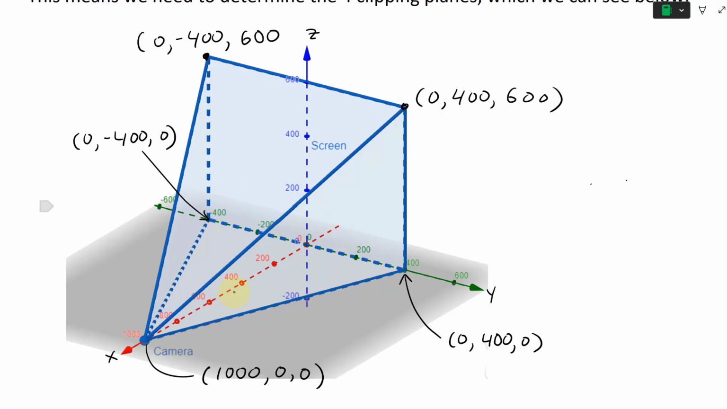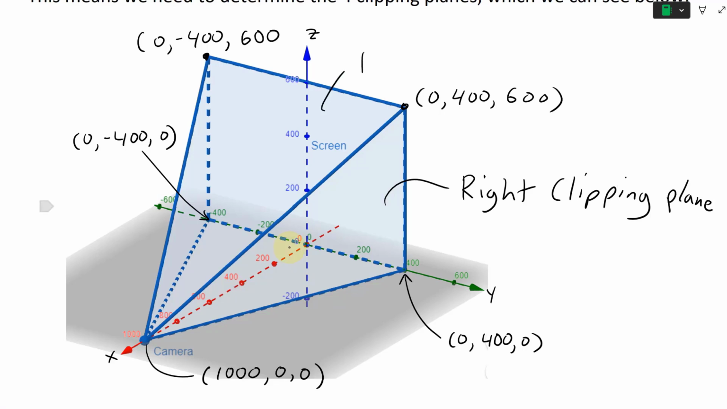So basically I'm going to call this the right clipping plane. And then I'll call this the top clipping plane. Then we're going to have the left clipping plane, and then there's the top one, and we have one at the bottom as well, like there. Let's put this here: bottom.